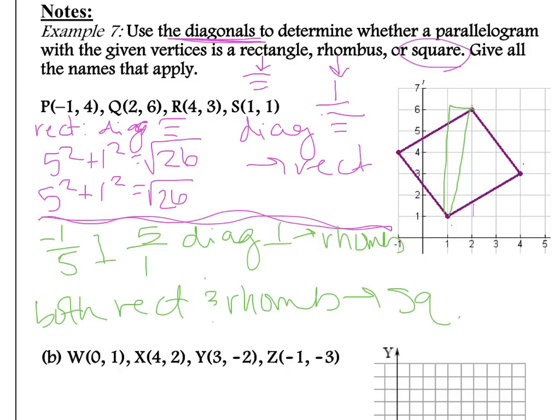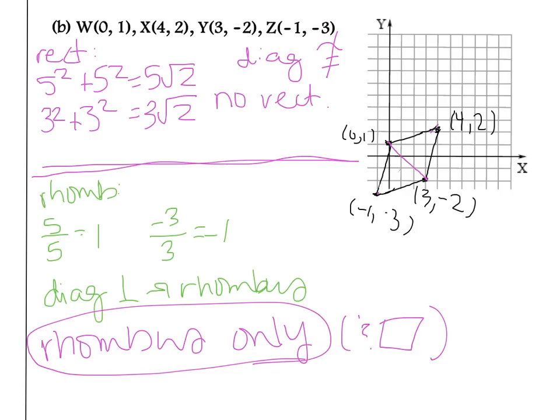Okay, you guys pause here and try B by yourself. Same process, new numbers. Okay, so here's part B. When we did the rectangle, one of the diagonals was 5 by 5, so that is 5 times the square root of 2. The other one, this negative one right here, was 3 by 3, so that's 3 times the square root of 2. So those are not congruent, therefore this is not a rectangle. However, when we did the slopes, up 5 over 5 is a slope of 1, down 3 over 3 is a slope of negative 1. So the diagonals are perpendicular even though they're not congruent, so it is a rhombus.